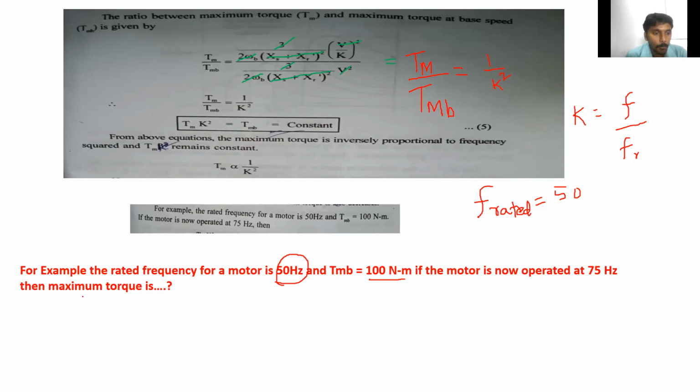Then what will be the maximum torque? We have to find out TM. He will give the options, for example 50 Newton meters, 60 Newton meters, 100 Newton meters. So for example, I will give the options.